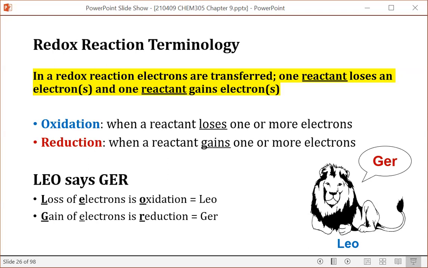So that's how I've remembered it since I took my very first chemistry class. Leo says Ger. I know there's some other acronyms out there like oil rig. You're welcome to use whatever one you want. But I still go back to this even now, teaching chemistry all these years. If I'm forgetting which one is which, Leo says Ger, loss of electrons is oxidation, gain of electrons is reduction, so you never forget.